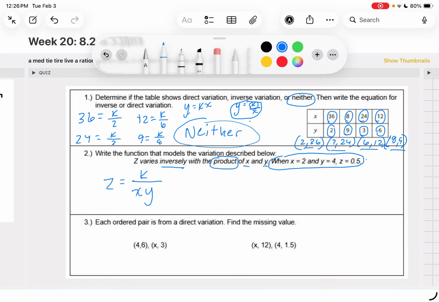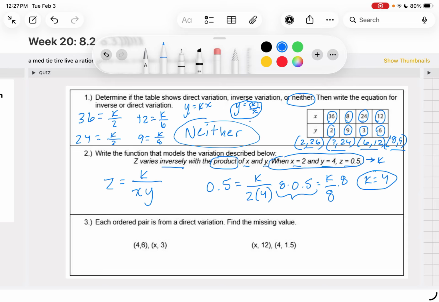So what we're going to do is plug that in, and that's going to tell me the k. All right, so we have 0.5 for z equals k over 2 multiplied by 4. If you're lost here, I'm just plugging in these values and I'm going to solve for k. That way I know what the function will look like. Okay, so this is 0.5 equals k divided by 8. I'm going to multiply both sides by 8, and I get k is 4, because 0.5 times 8 is 4.